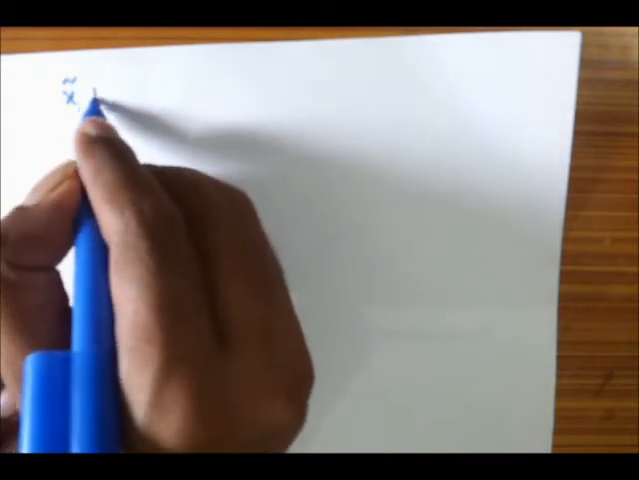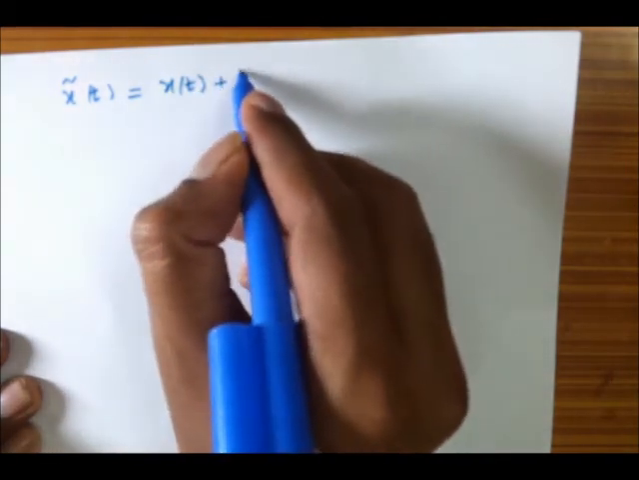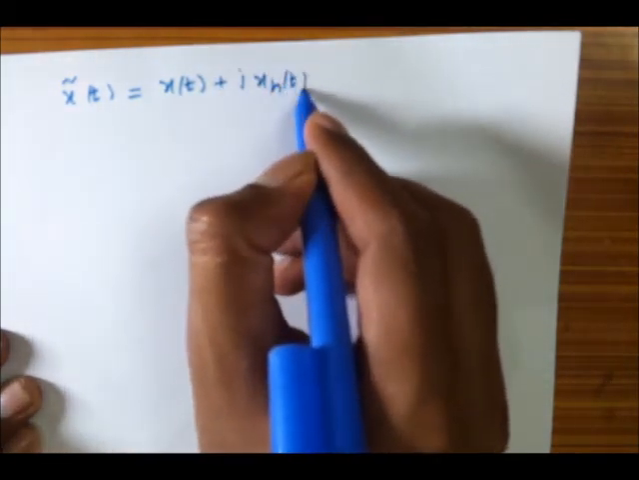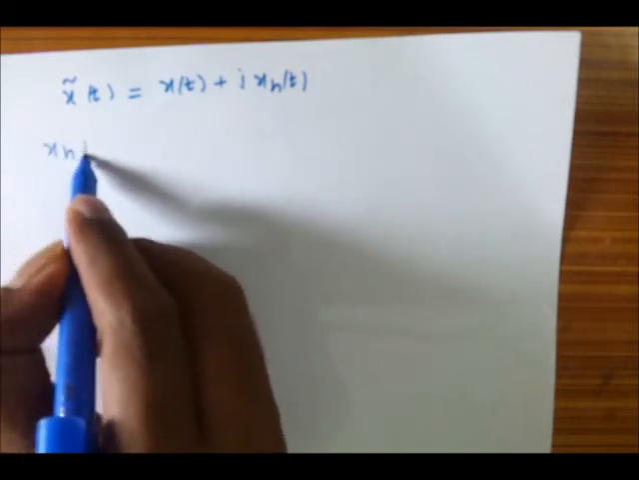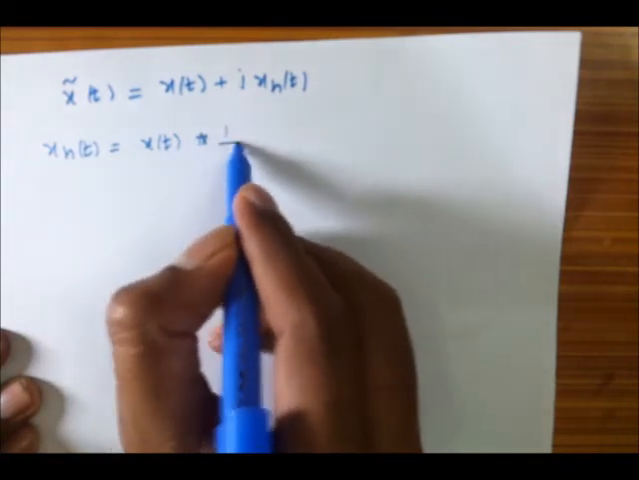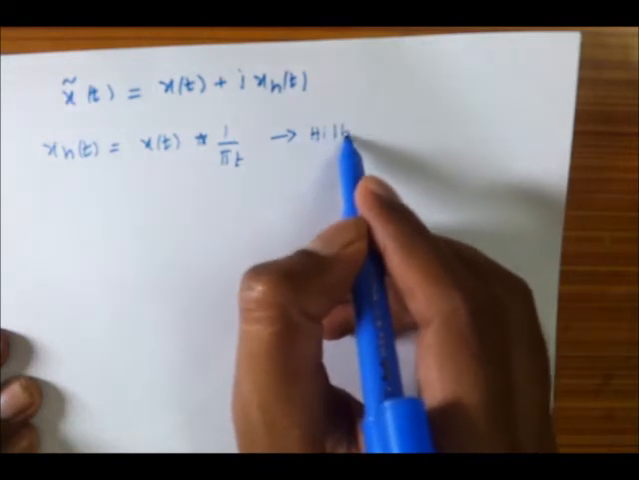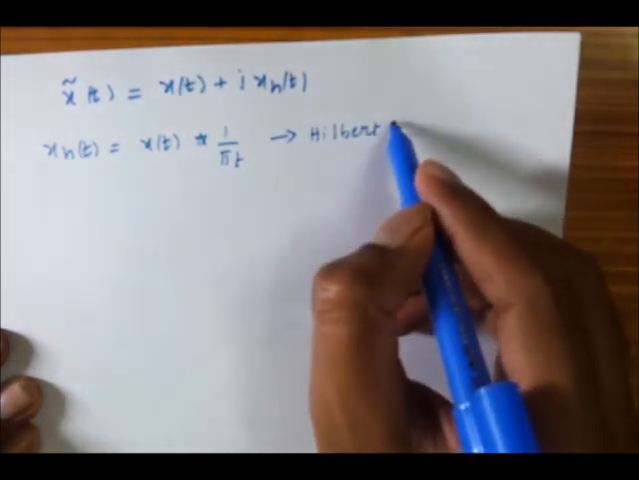So what is it that we have got? We have got x tilde of t as x of t plus j into xh of t, where we have defined xh of t as x of t convolved with 1 by pi t, and this we call the Hilbert transform. Okay, so we call this fellow the Hilbert transform.